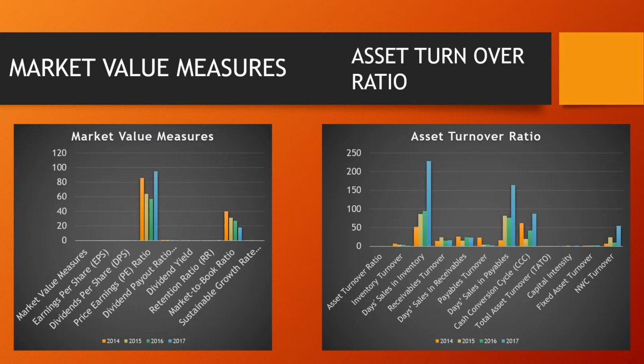To evaluate the economic status of a publicly traded firm, we use market value measures. It includes different parameters like earnings per share, dividends per share, price earnings ratio, dividend payout ratio, retention ratio, dividend yield, market to book ratio, sustainable growth rate. In the graph of market value measures, all the parameters of market value measures are shown. In another graph, asset turnover ratio of company Pioneer through 2014 to 2017 is shown.